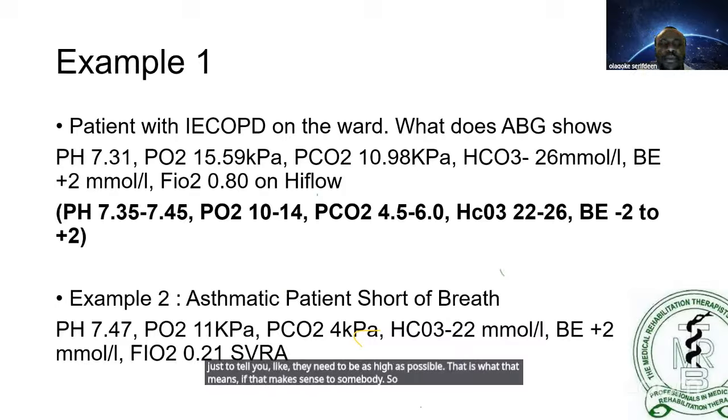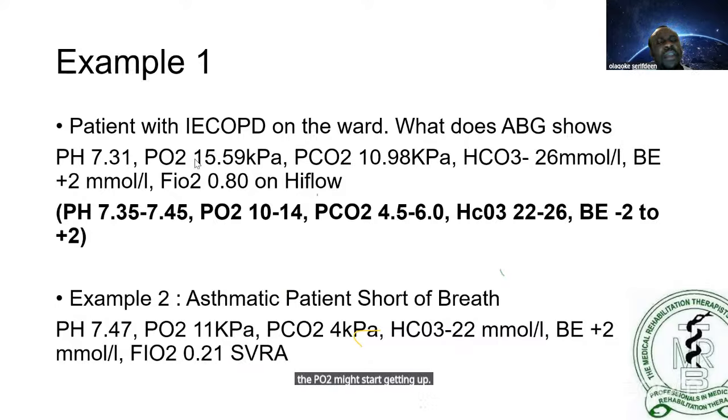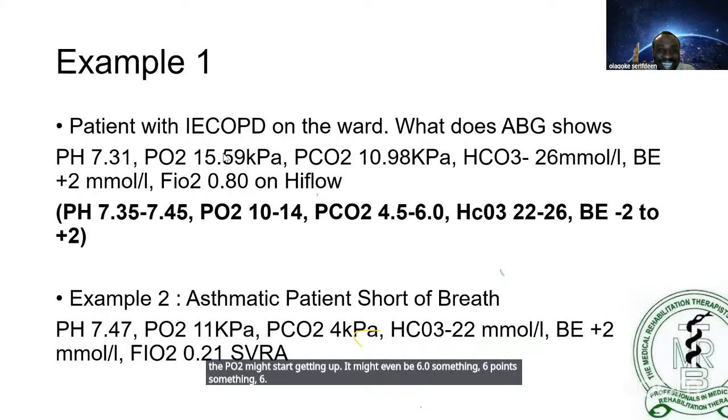So what I'm going to see in the PO2 is that it might start getting up. It might even be 6 point something, it starts going up. It's just the trend. We are not interested in the real value, because sometimes it might take a while for a patient to arrive at a particular point. What matters is the trend. Even if you are checking blood, look at the trend.